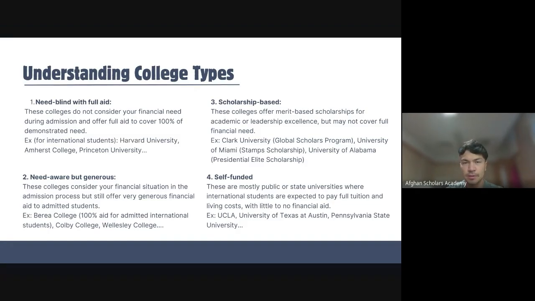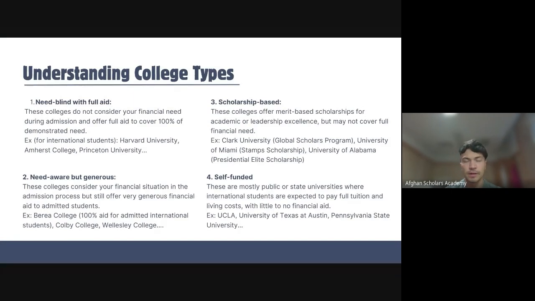Some scholarship-based colleges are Clark University, which has a scholarship called the Global Scholars Program, and I personally applied to that scholarship. They also have another scholarship, the Presidential Scholarship. They accept only 5 students per year, so it's very competitive. It's a very good scholarship too.